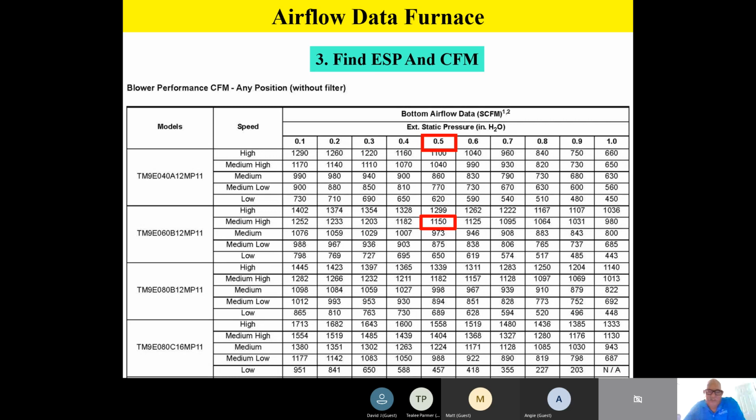Now in our example, we had a TM9E furnace, a 60,000 furnace, and we were on medium-high speed tap. If we move across the chart at 0.5 inches of static pressure, the actual airflow moving through that furnace at that point of measurement is 1150 CFM. 1150 CFM. So again, just a quick review. Number one, determine the model number. What model furnace am I looking at?